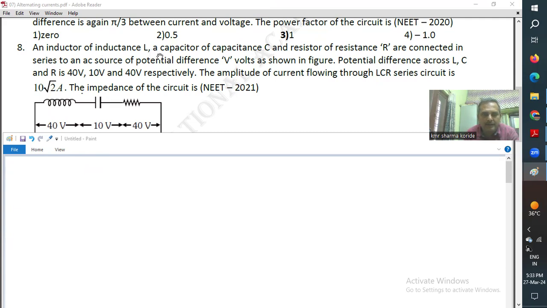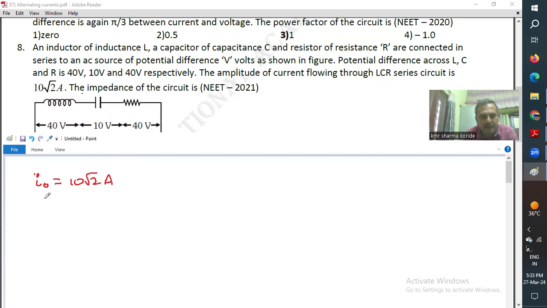An inductor of inductance L, capacitor of capacitance C, and a resistor of resistance R are connected in series to an AC source of potential difference V volts as shown in the figure. Potential difference across L, C and R is 40 volts, 10 volts, and 40 volts respectively. So the amplitude of current flowing through the LCR series circuit, so this is going to be the current amplitude, I naught, is equal to 10 root 2 amperes. So the question is to find out the impedance.